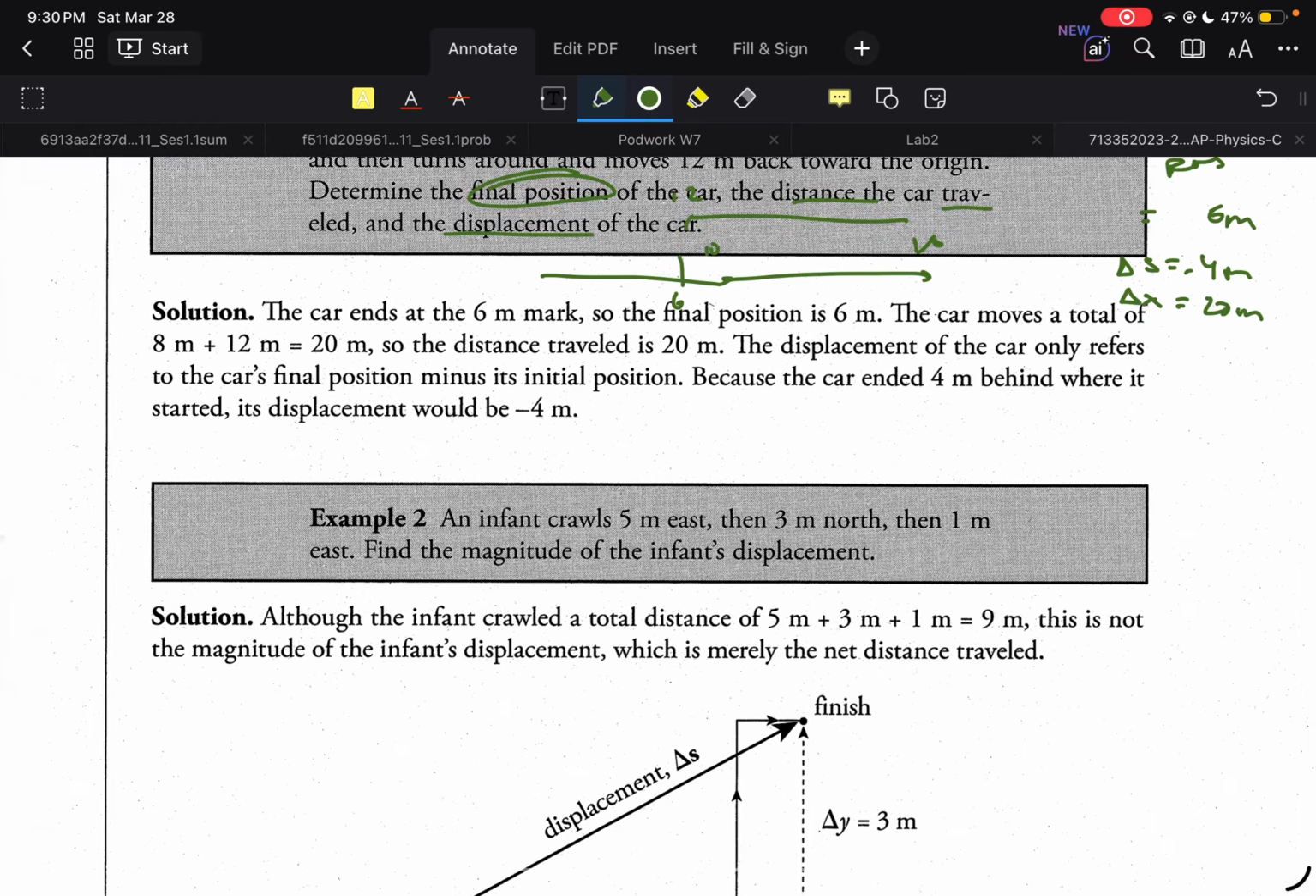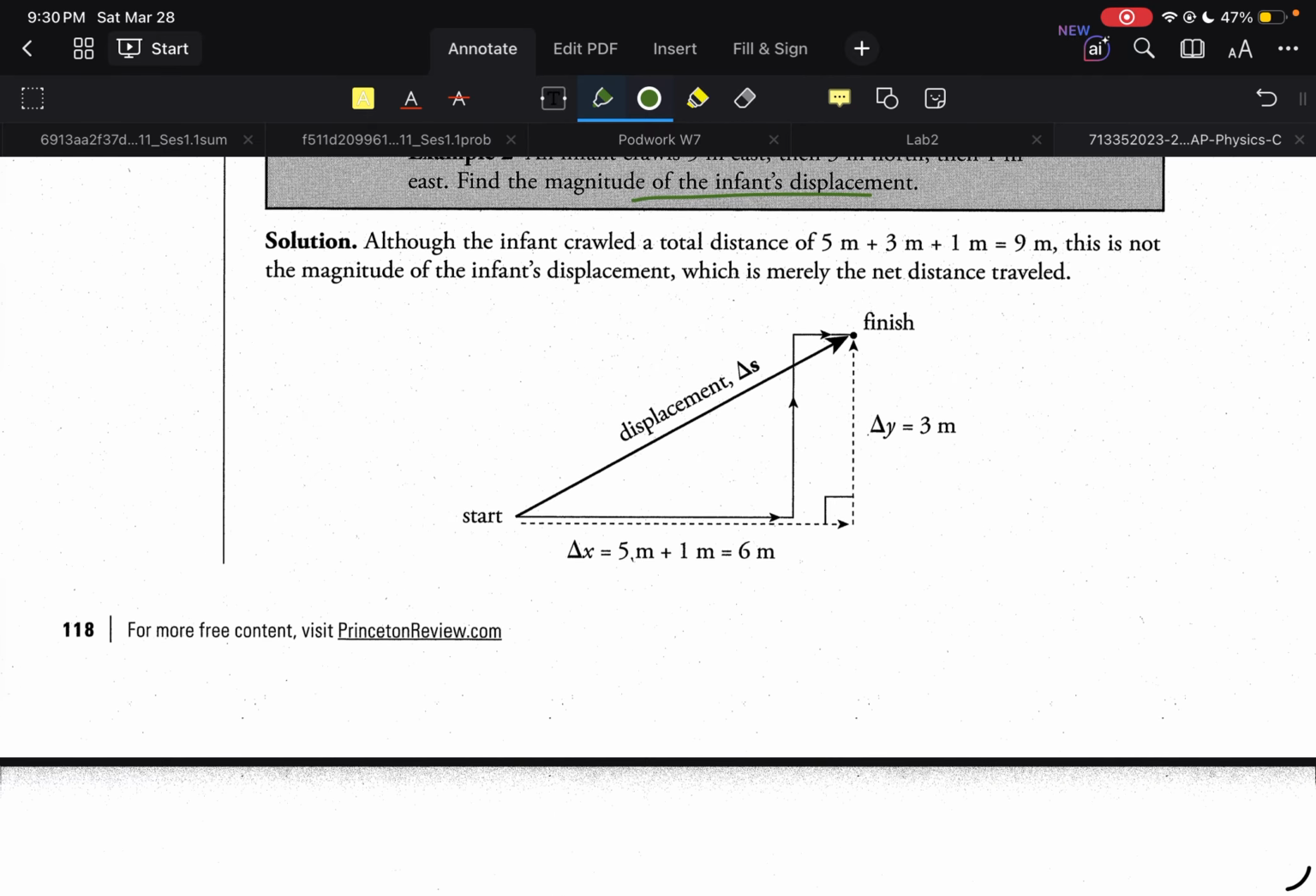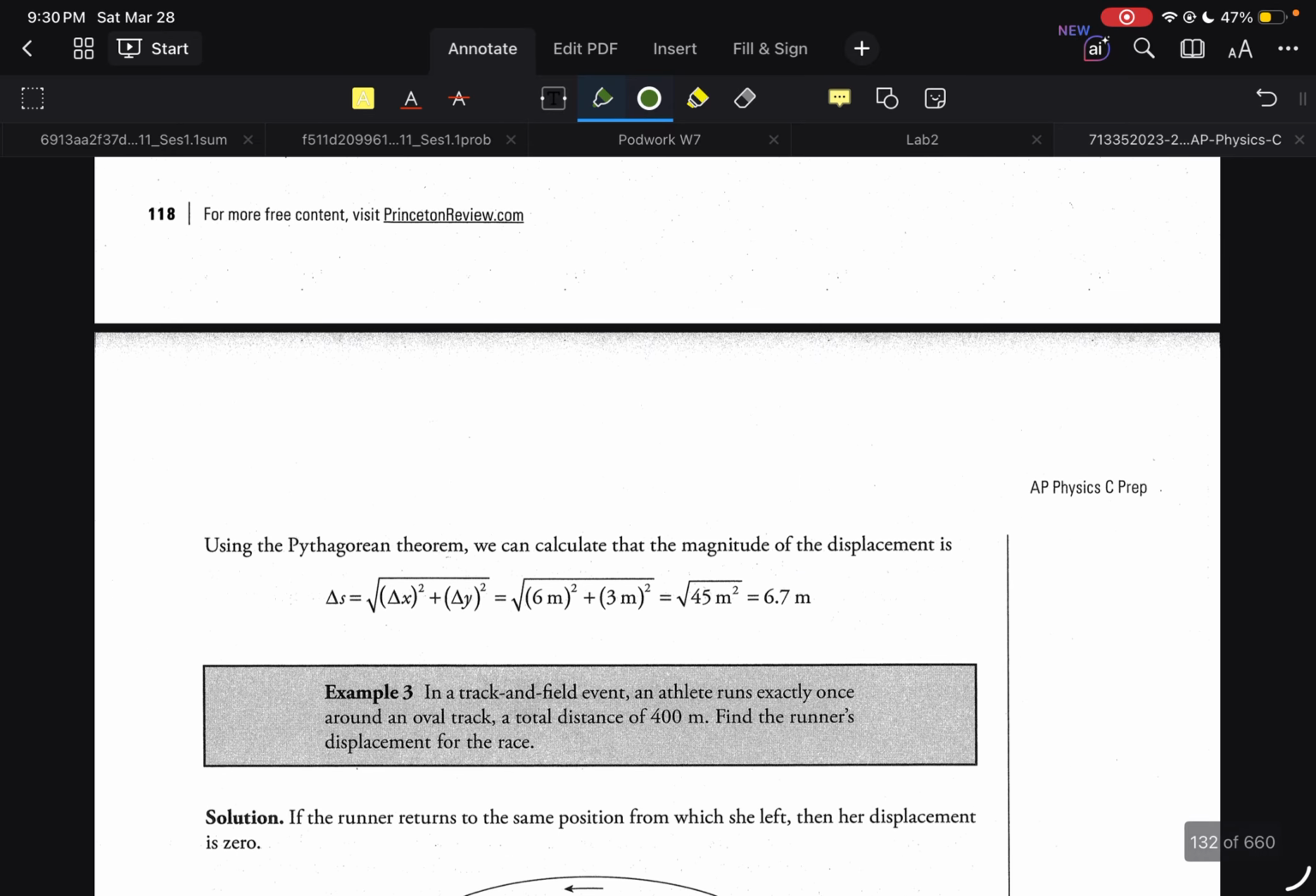Don't forget your units. On the other problems, we don't have to do all this. Basically, you can just make a triangle and do some stuff.